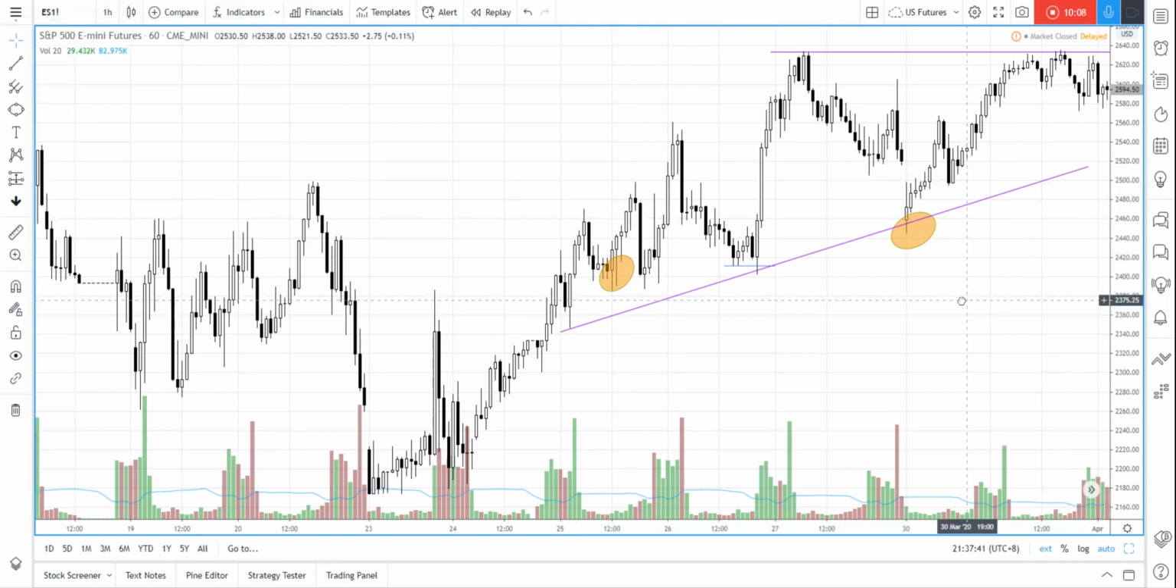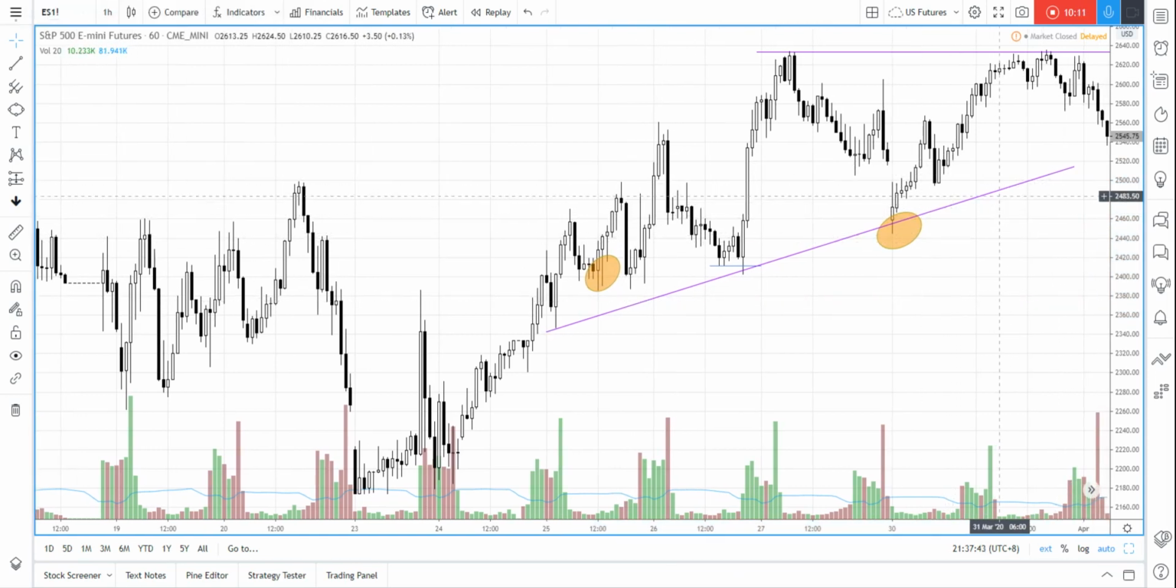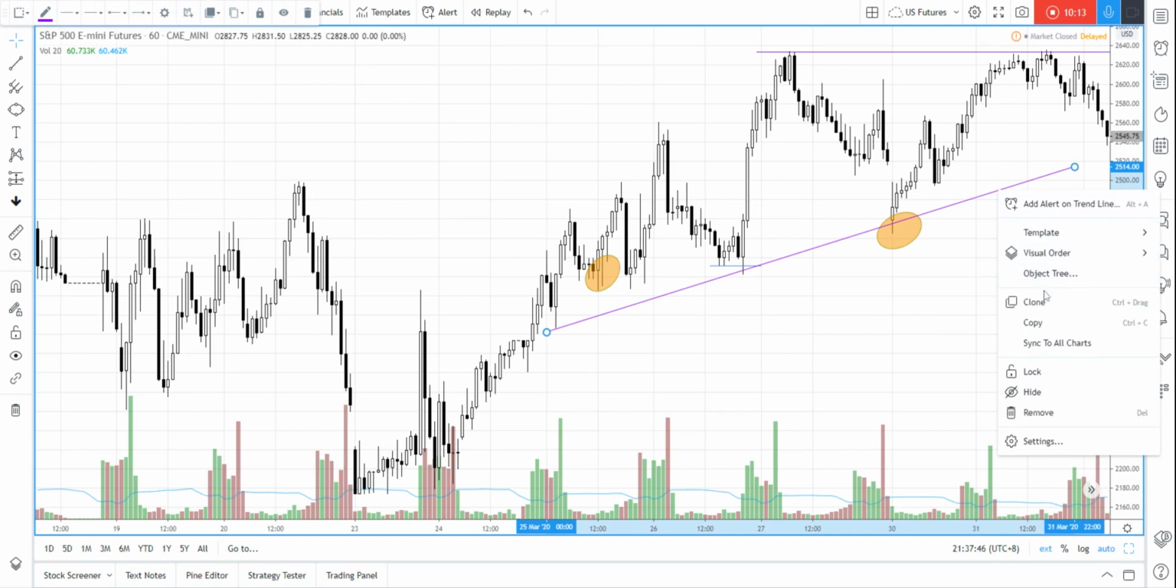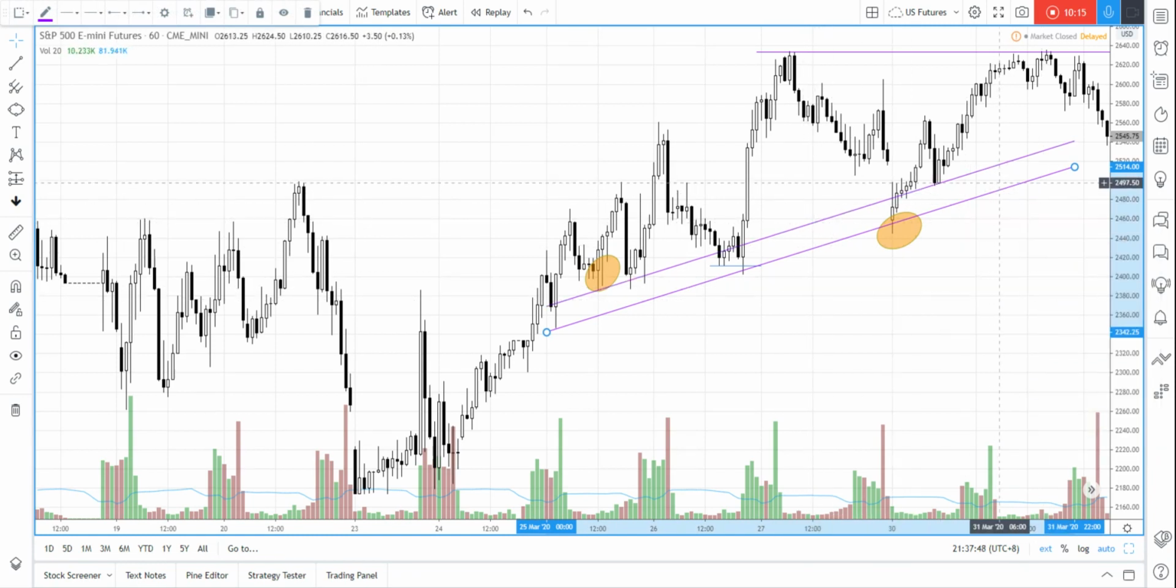If you are a perfectionist, you might want to duplicate this line. Alright, now it fits nicely. We capture this point here, second point here, third point here, fourth point here, fifth point here, sixth point here. So we capture quite many swing lows here.